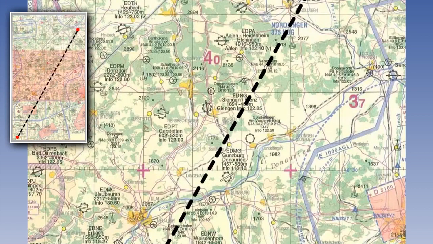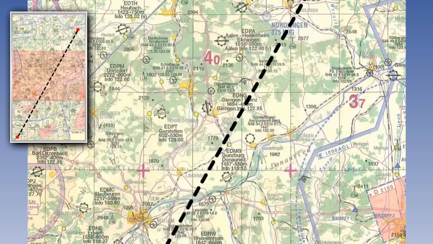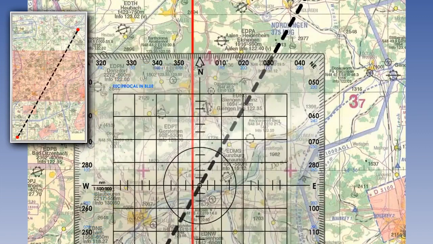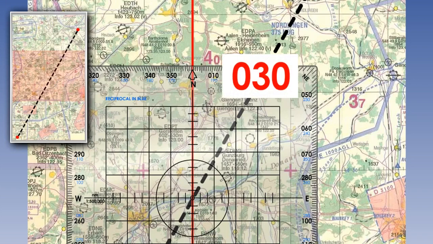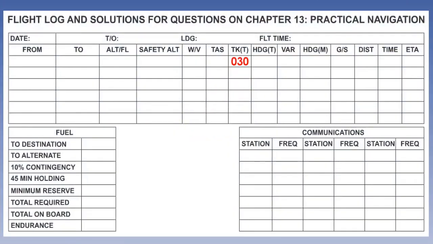Now that the route is drawn on the chart, we can measure the track angle. This is a Lambert's projection, where straight lines represent great circles. Therefore, to measure the mean track, place the protractor near the centre of the track as shown. Then align it with the nearest meridian and read off the true track angle. You should have measured an angle of 030 degrees true. This value must be entered in the appropriate column of the VFR flight log, as shown.